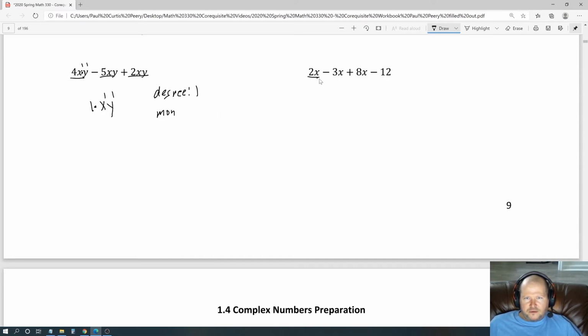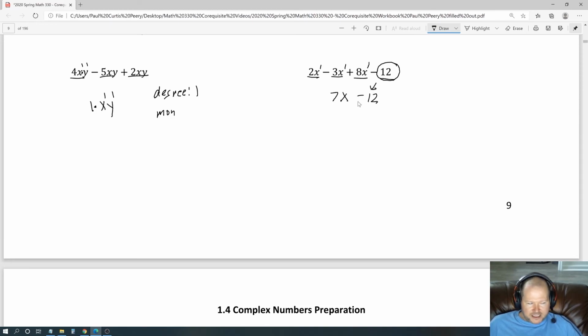Okay, so we have 2x, 3x, 8x, and a constant. Okay, so this constant is not a like term to the other ones. So these first three are like terms, the last one is not. So the first one has x to the first power, the second one has x to the first power, the third one has x to the first power. Like terms, we can add or subtract them. Okay, so we say 2 minus 3, which is negative 1. Negative 1 plus 8, which is positive 7, gives me 7x. And then I just bring down the minus 12.